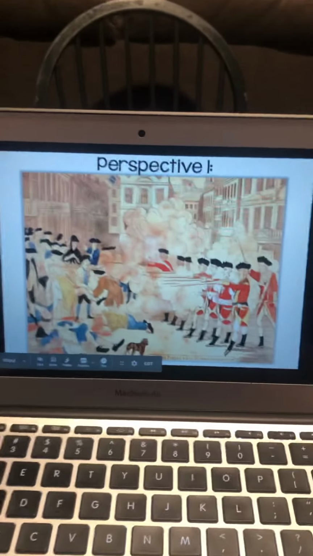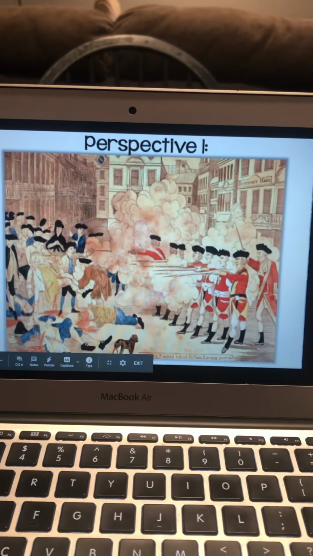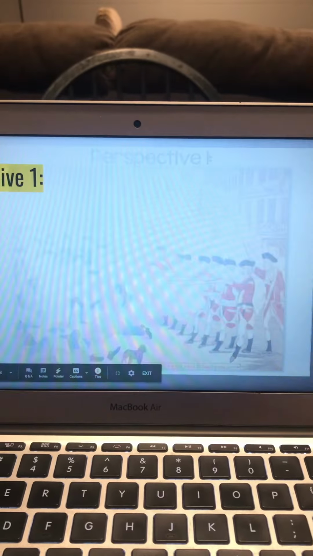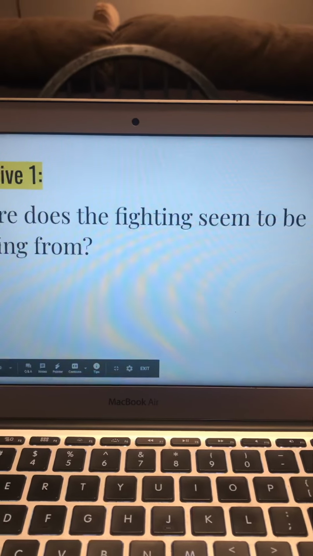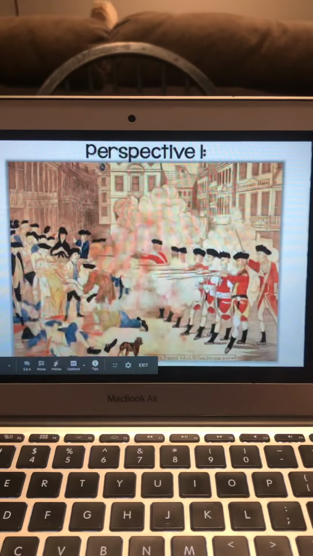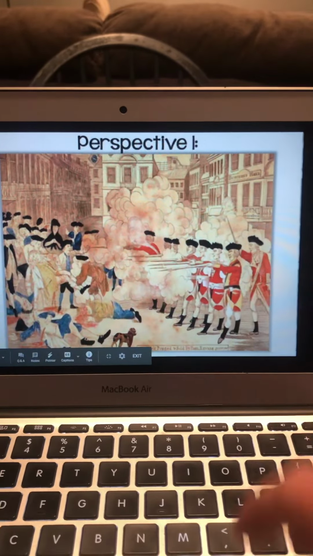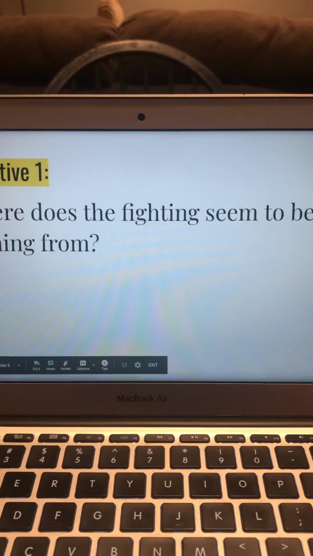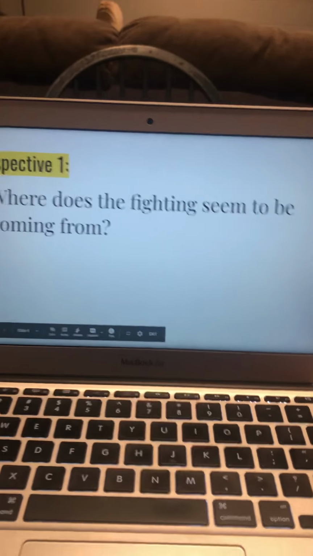Next is perspectives. This is where, if you guys were in class, we would look at this, and I would be asking questions about perspective 1. So the first question is, where does the fighting seem to be coming from? To me, it looks like this fighting seems to be coming from the British. Red coats is the British, the colonists is in blue. So question 1, where does this fighting seem to be coming from? From this perspective, it looks like it's coming from the British.